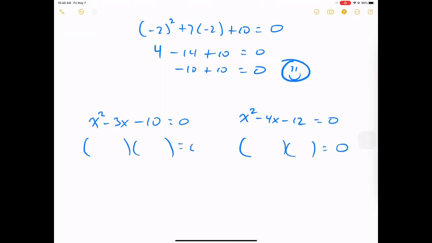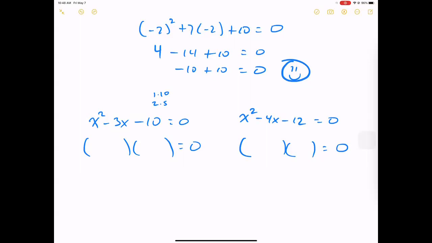I want you guys to right now go ahead and plug this in. Try factoring it yourself. What are two numbers? And if you're not sure what numbers to use, just write out all the possibilities. 1 and 10, 2 and 5. And since we're subtracting, hopefully you notice that means the signs are not the same. One's positive, one's minus.